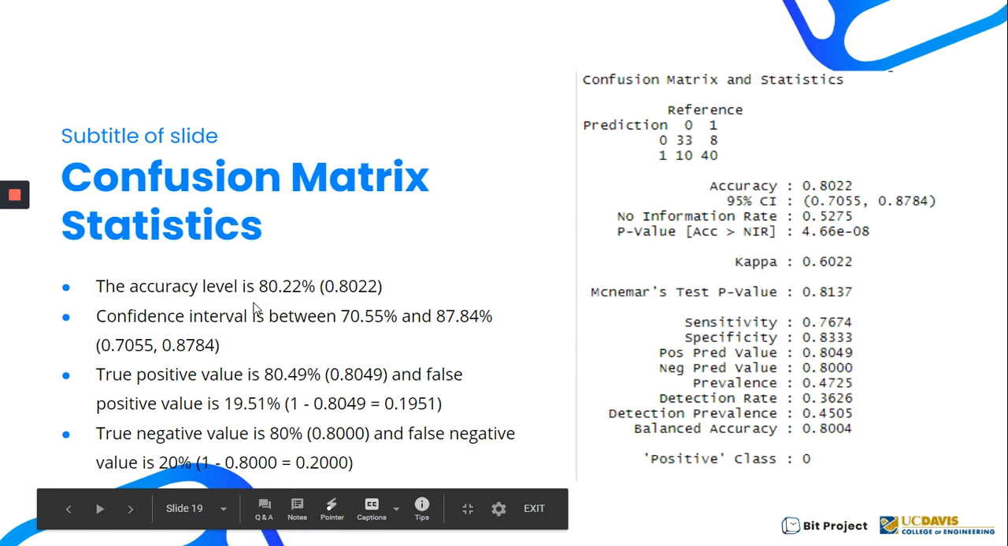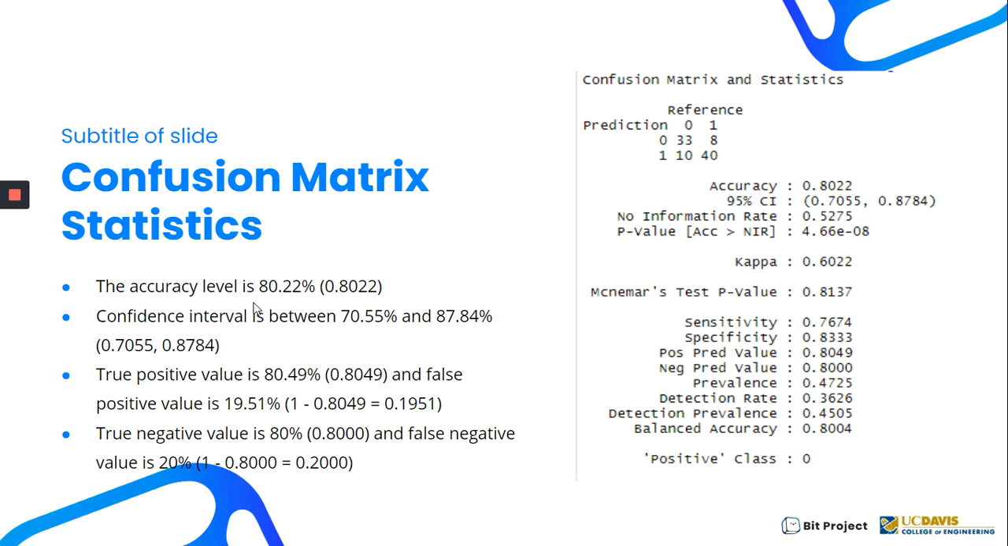As you can see here, we have an accuracy level of 80.22%. This means that the model is very accurate since it has an accuracy greater than 50%, which is the average, meaning it's in between not being really good, but at the same time, it's not really terrible. And then the confidence interval is between 70.55% and 87.85%, which means that overall our model is still pretty accurate because again, that range is greater than 50%, which means that we can truly determine whether the patients were diagnosed correctly or incorrectly.